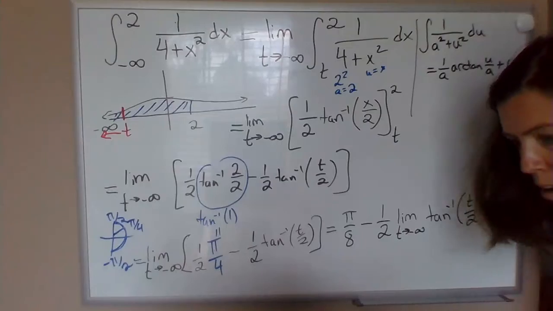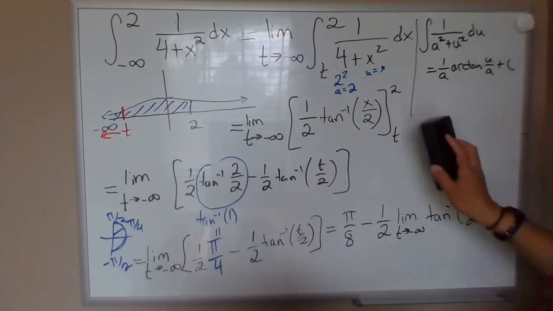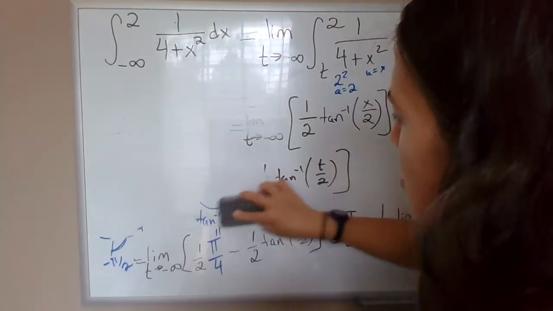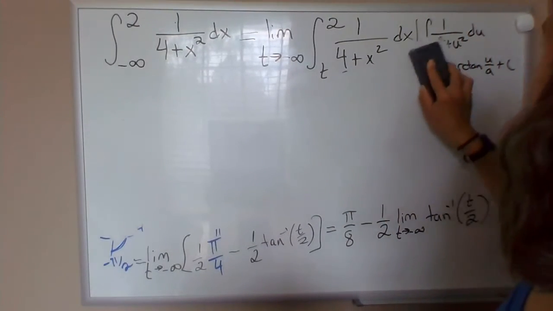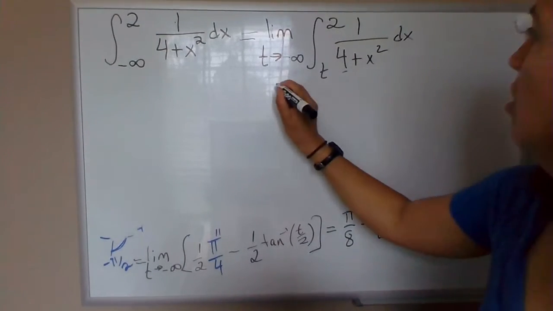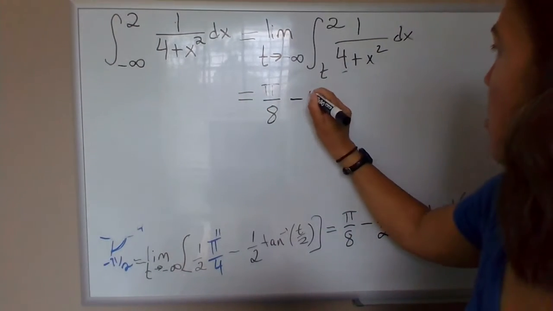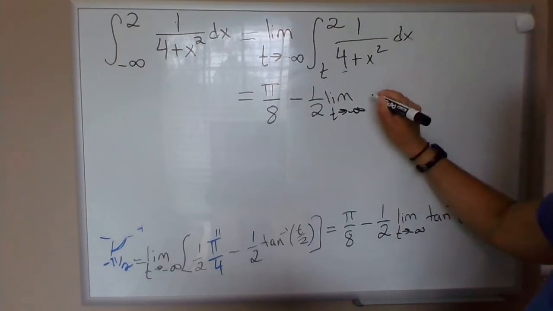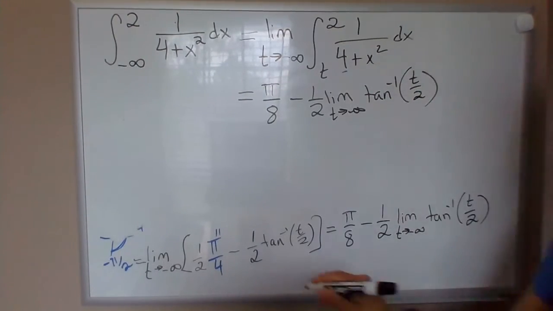I'm looking for my eraser. Here it is. So we need to evaluate this limit right here. I'm going to use this space, I suppose. Okay, so we've gotten this far. Actually, let me write down what we have at this point. So we know now this is equal to pi over 8 minus 1/2 limit as t approaches negative infinity of inverse tangent of t over 2. Okay, this is where we stand.